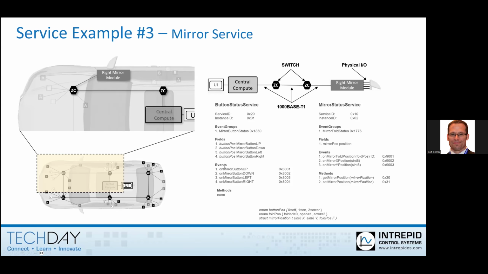And then some events that could happen are: the mirror button up was pressed, down was pressed, left and right was pressed. So these are all different events that are then associated with what's called an event group. And so all of these events can trigger a single event group. And when this event group is triggered, it'll send out all of the information about the button status, essentially.